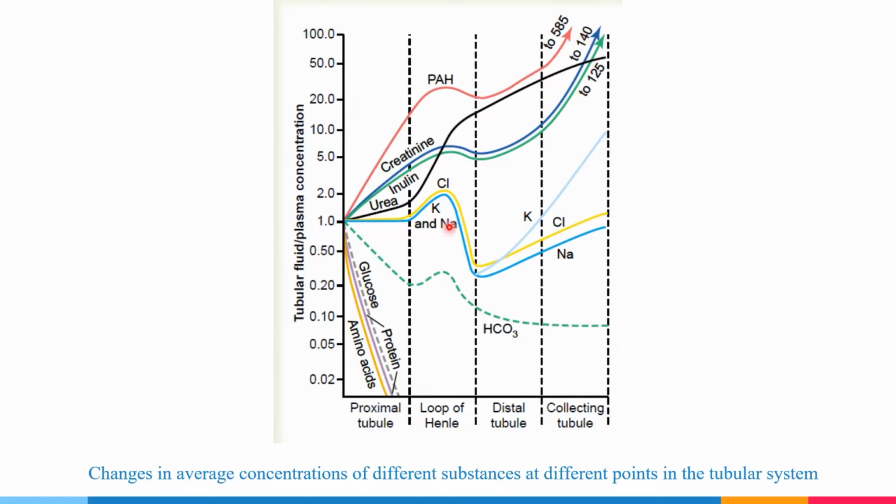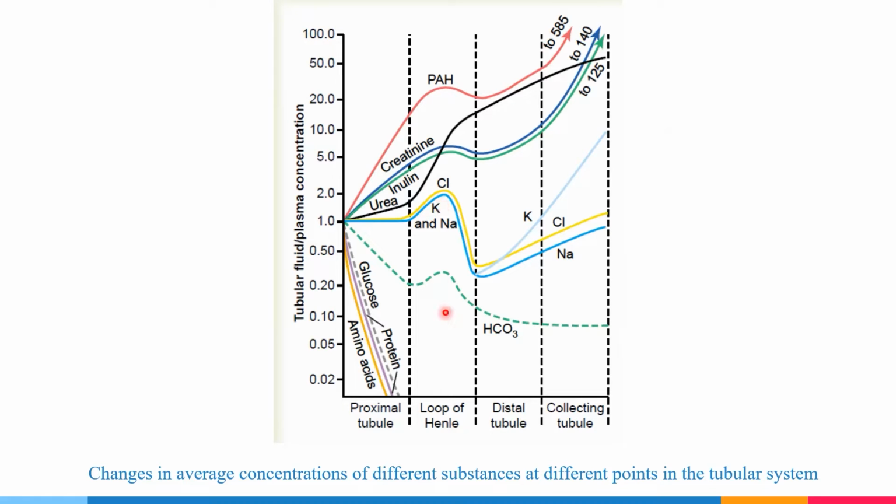the nephron. The case is different for substances such as sodium, chloride, and potassium. First, in the proximal tubule itself, their reabsorption keeps pace with the reabsorption of water, so their concentration remains more or less equal to the glomerular filtrate concentration, which is represented by 1 in the plot. But as we enter the loop of Henle, first there is a huge reabsorption of water, which concentrates these various substances: potassium, sodium, and chloride.